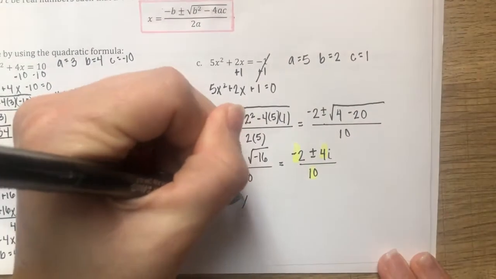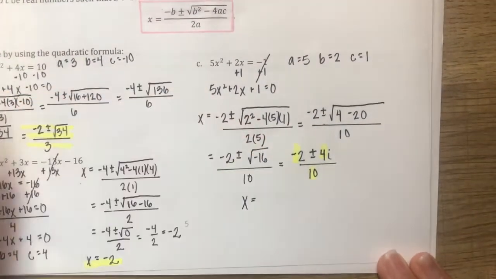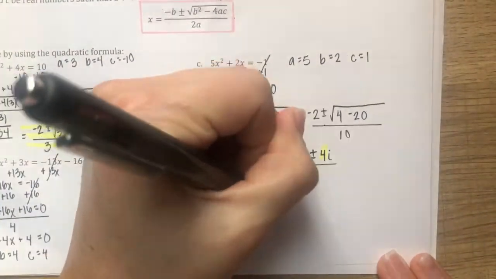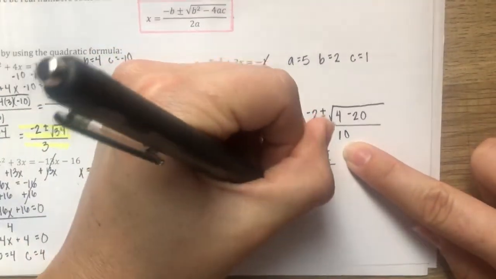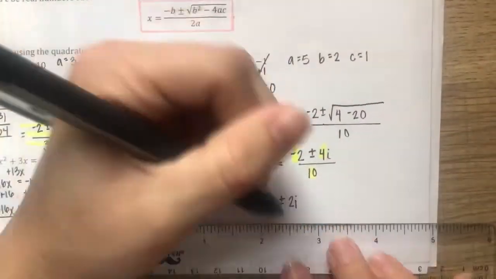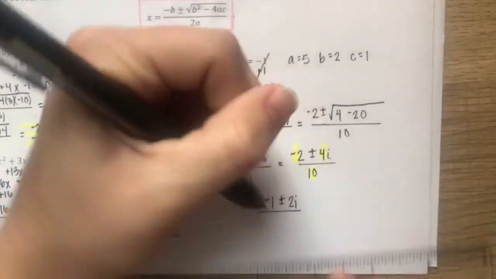So when you do that, you end up with x equals, if I divide negative 2 by 2, I get negative 1, plus or minus 4i divided by 2 would be 2i, and then 10 divided by 2, so over 5.